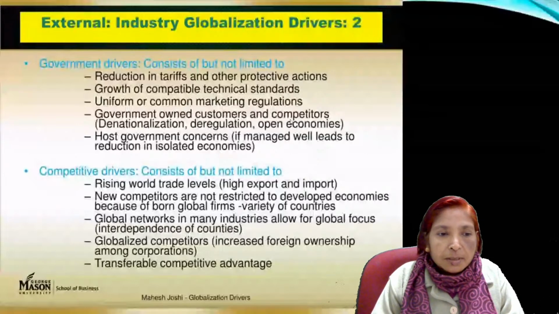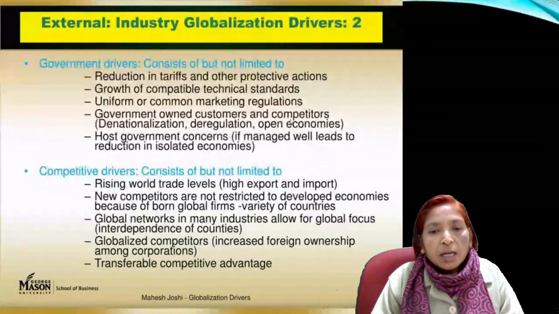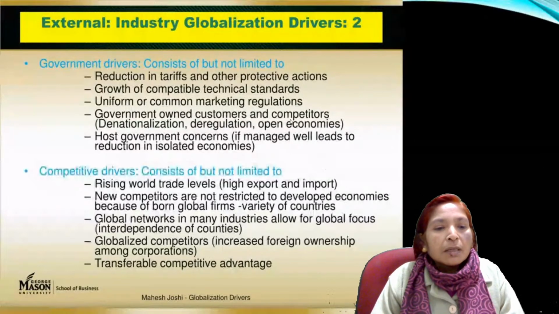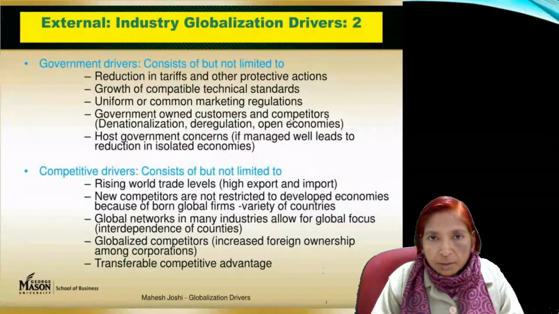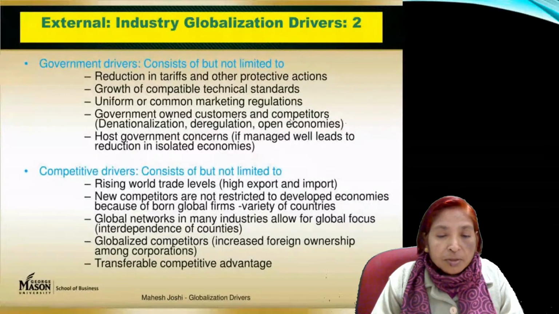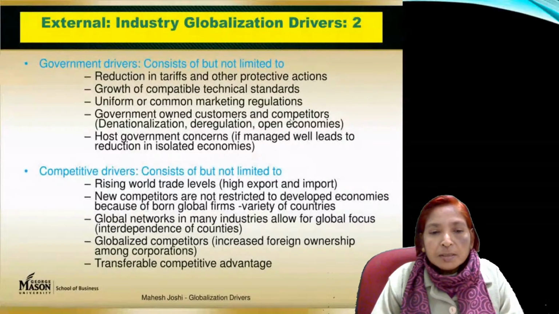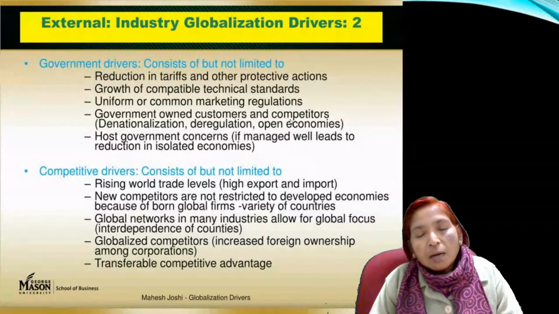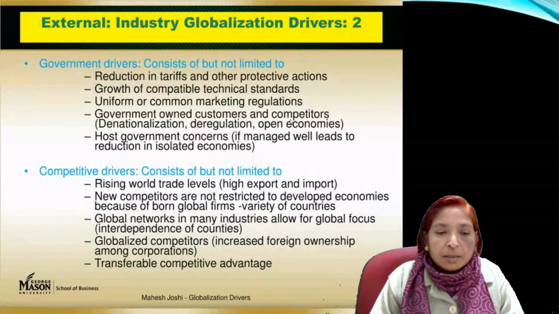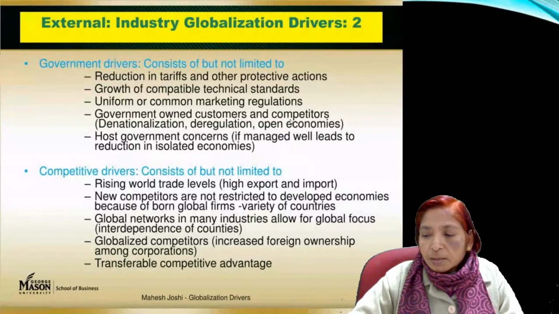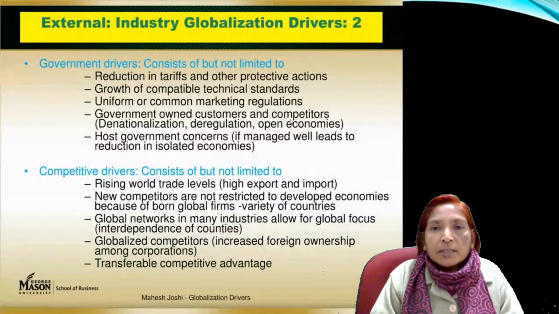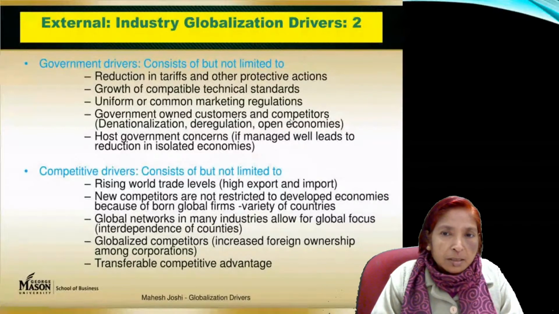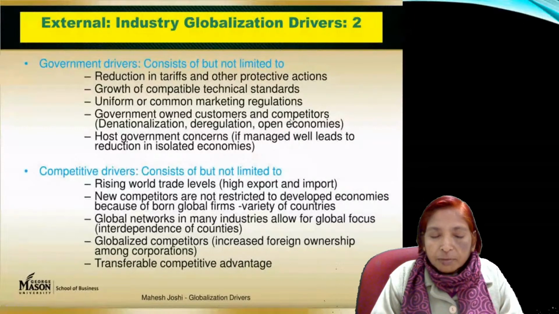And in competitive drivers, number one is rising world trade level, high exports and high imports. New competitors are not restricted to developed economies because of born global firms. A variety of countries and global networks in many industries allow for global focus or interdependence of countries and globalized competitors, increased foreign ownership among corporations, and transferable competitive advantages. So these are four main industry globalization drivers. One is market, next is cost, third is government, and fourth is competitive.